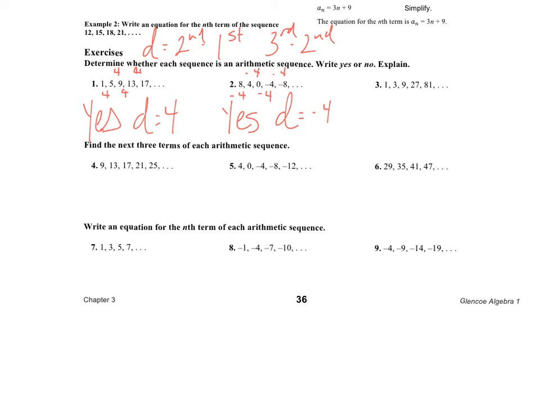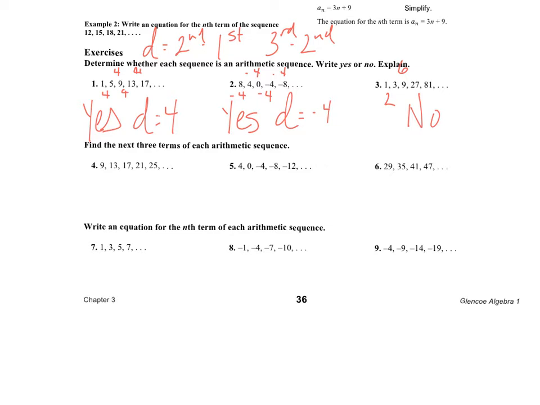Take a look at number 3. What do you think there? Do we have a common difference? 3 minus 1 is 2. 9 minus 3 is 6. I can stop right here because those two numbers obviously are not the same. So no, this one will not be arithmetic.